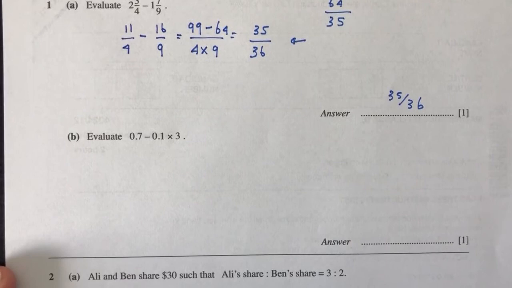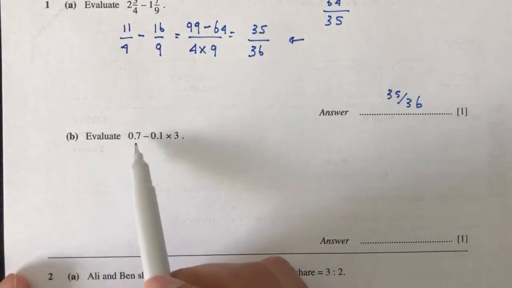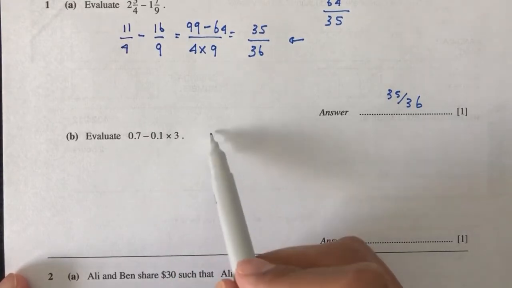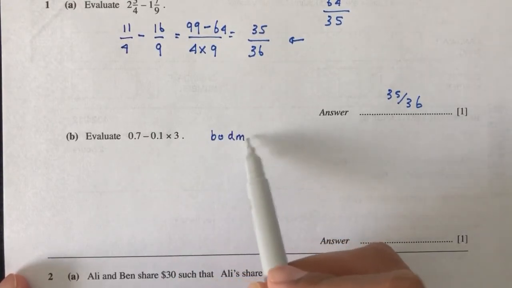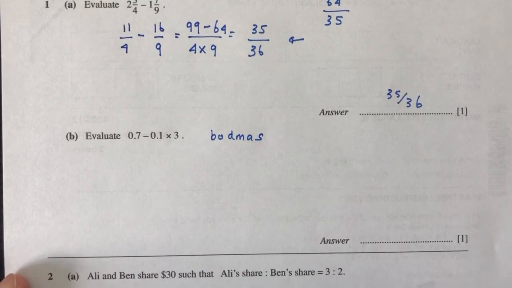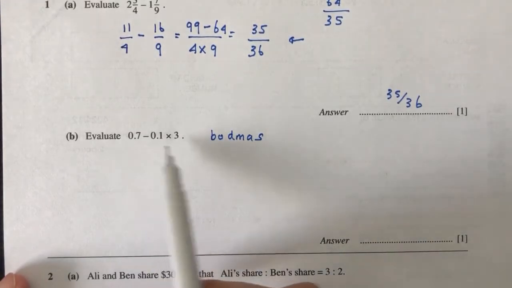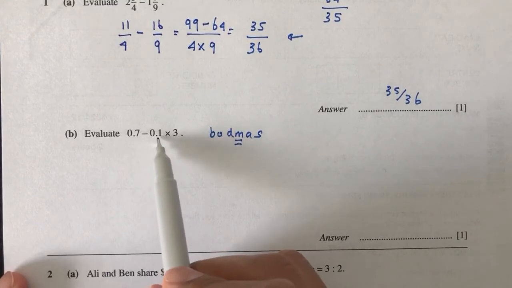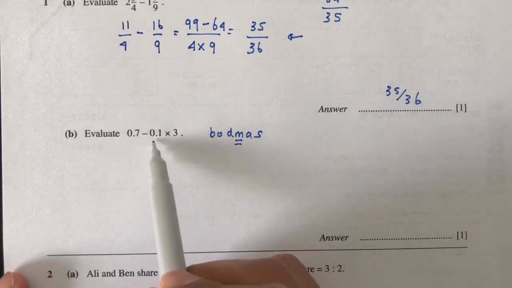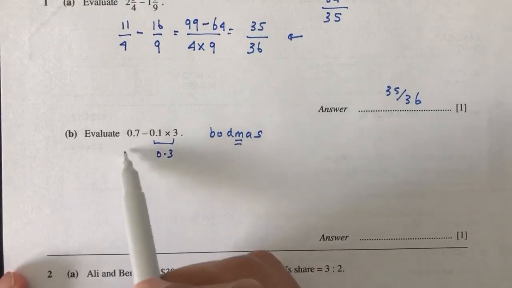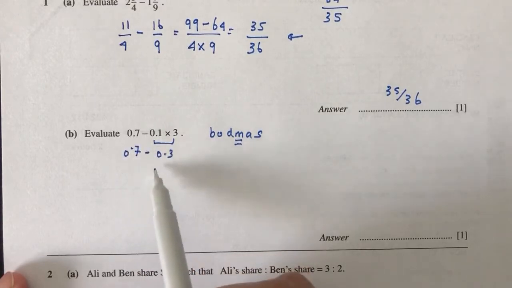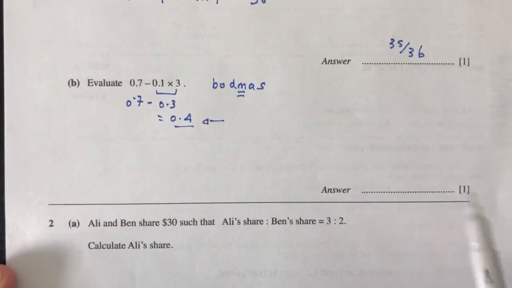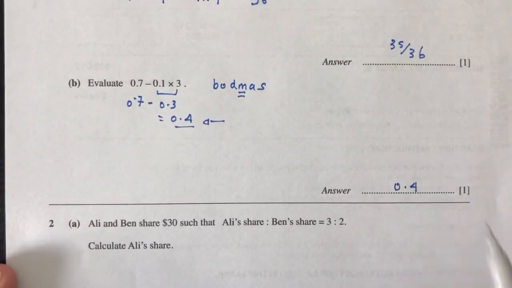So moving on to part B, we have 0.7 minus 0.1 times 3. We have to use BODMAS to know which one we need to do first. So we have to multiply first. 0.1 times 3 will be 0.3. So 0.7 minus 0.3 will be 0.4. So the answer will be 0.4 for part B.